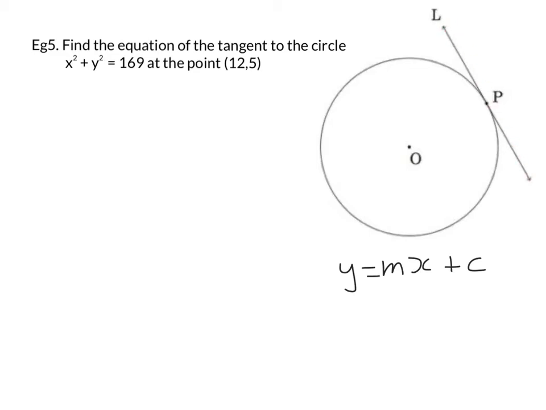Well, there's a connection between the radius of the circle and the tangent, which hopefully you can remember. And that is that they meet at 90 degrees. And there's a relationship between the gradients of lines that meet at 90 degrees, which we'll talk about in a minute. But if we can get the gradient of the radius, which is sometimes called the normal, then we can work out the gradient of the tangent.